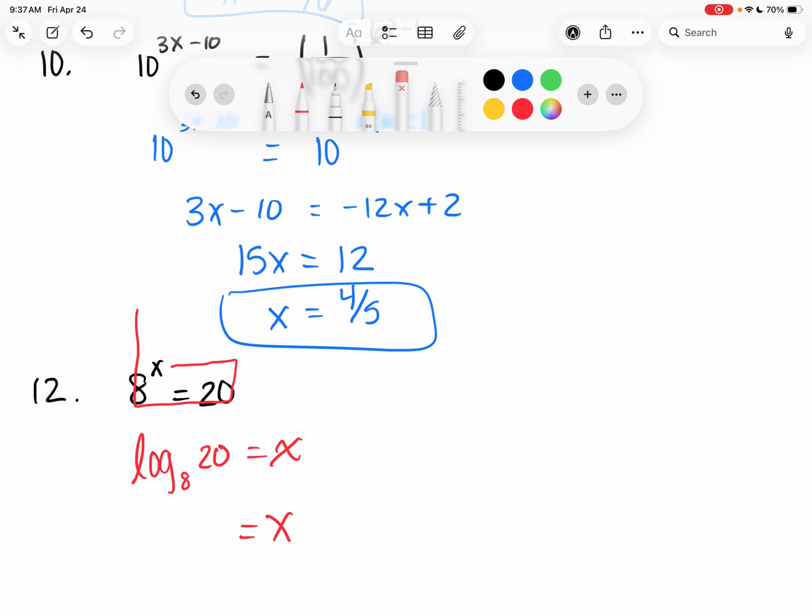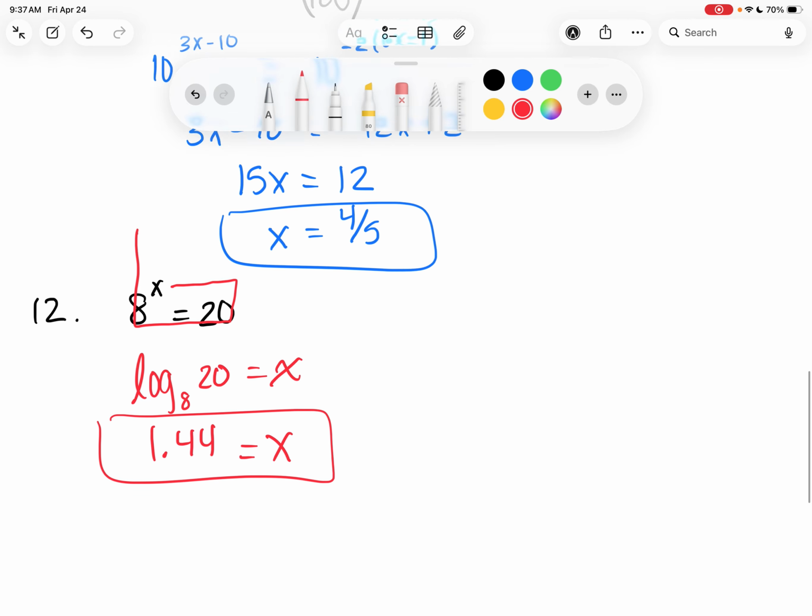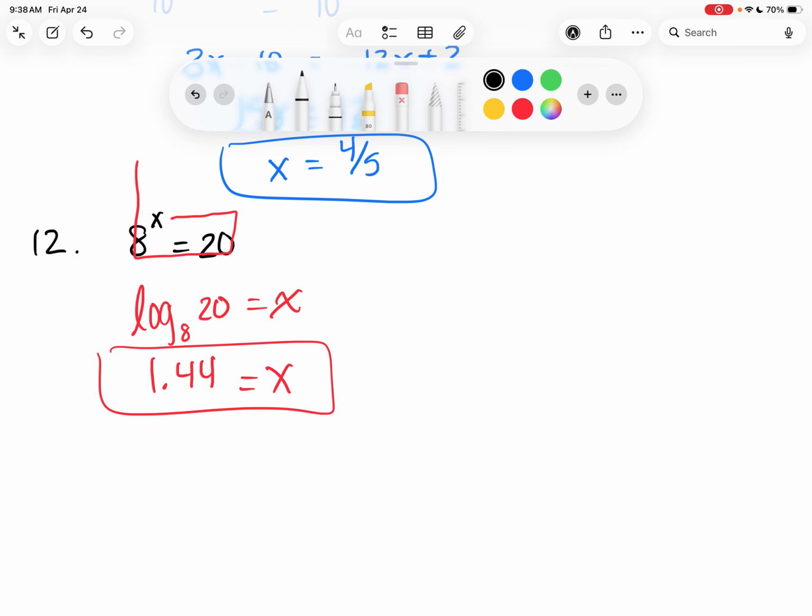What'd you say it is, Jonah? 1.44. I did get that. Yep. Ready? Thanks. 16. 7 to the 6x is equal to 12. Oh, I wrote 20.